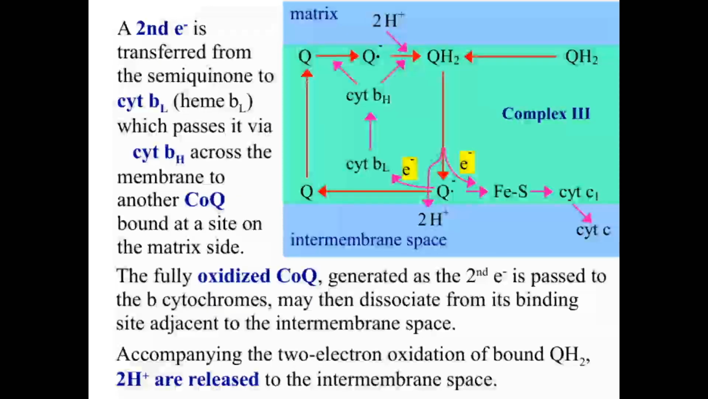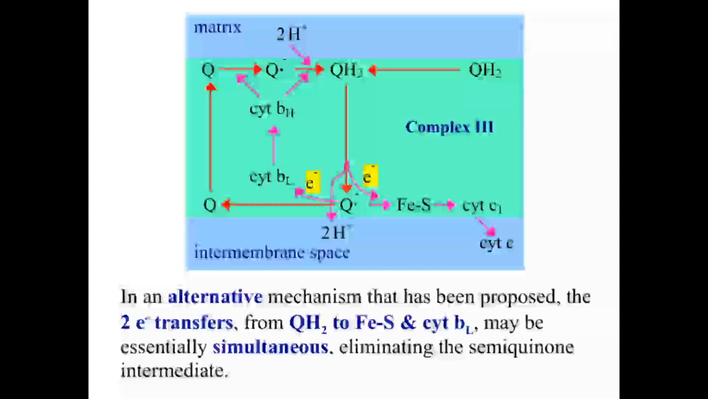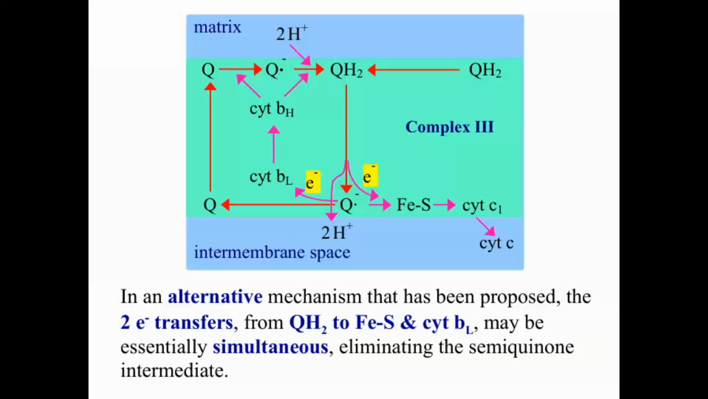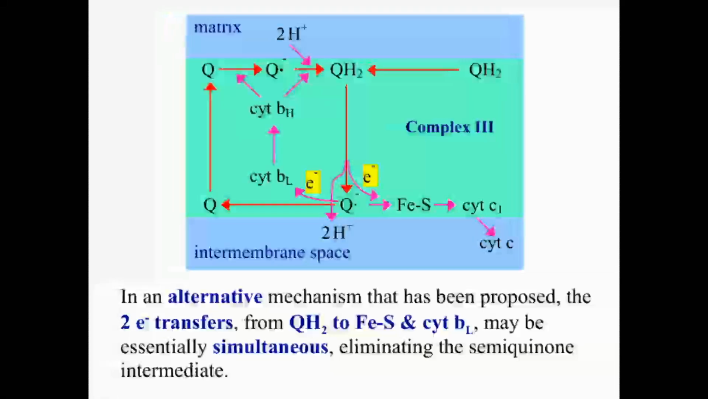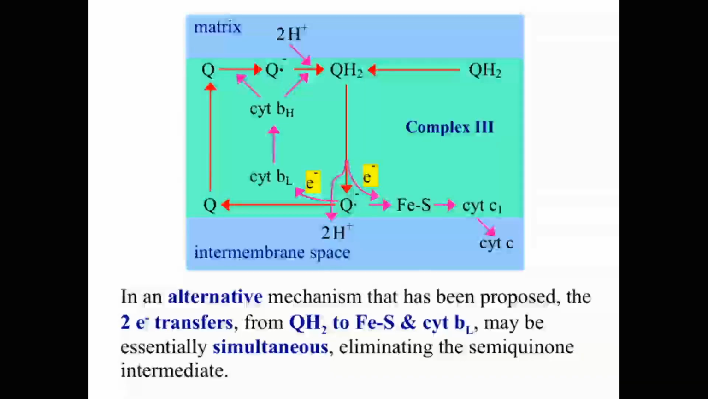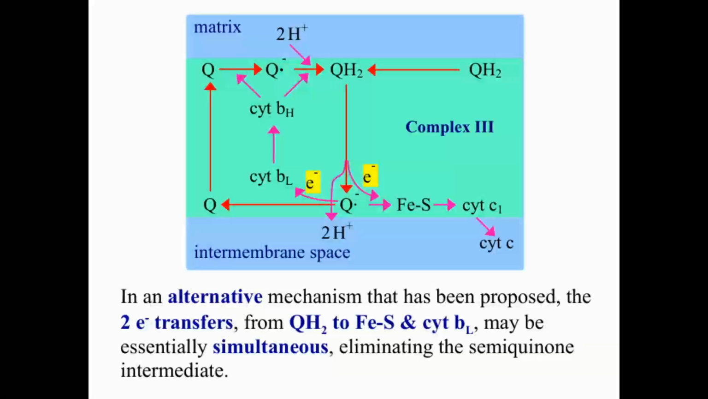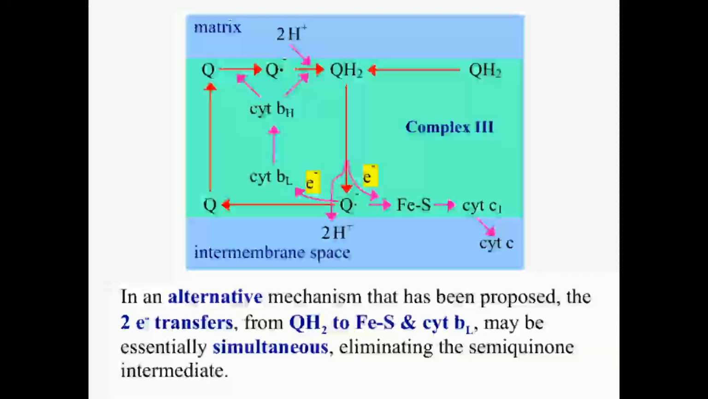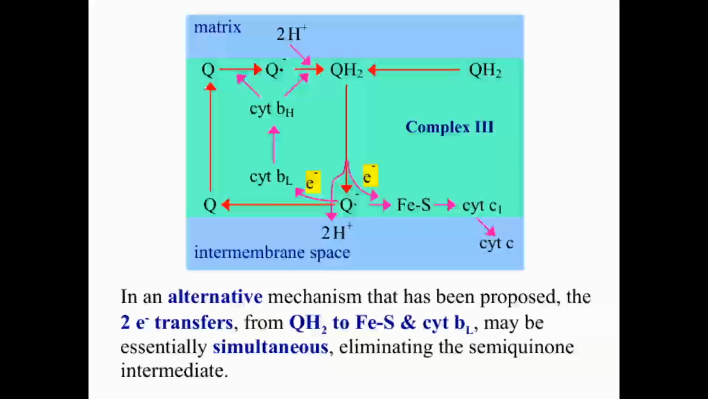In this slide, I want to introduce an alternative mechanism that has been proposed to explain how electron transfer occurs within this system. Instead of the traditional step-by-step process, this model suggests that the two electrons are transferred simultaneously. Specifically, from QH2 to both the Fes cluster and cytochrome Bl at nearly the same time. This concept is quite interesting because, by doing so, it could eliminate the formation of the semiquinone intermediate, which is usually observed in the stepwise transfer process.